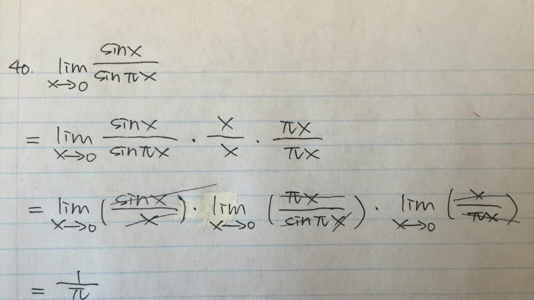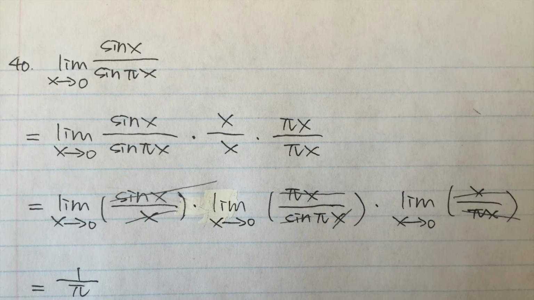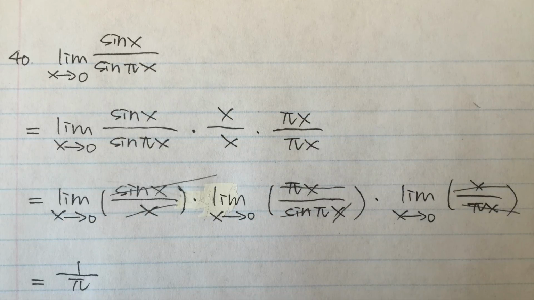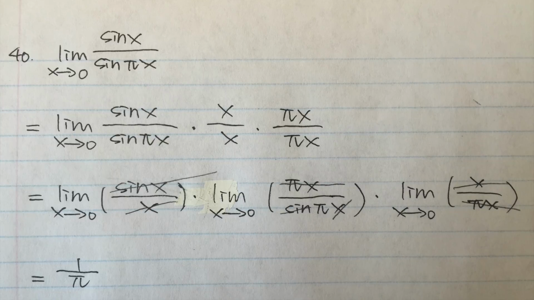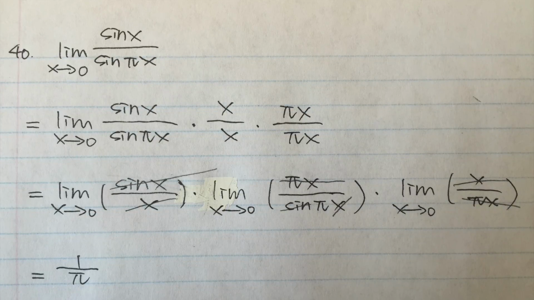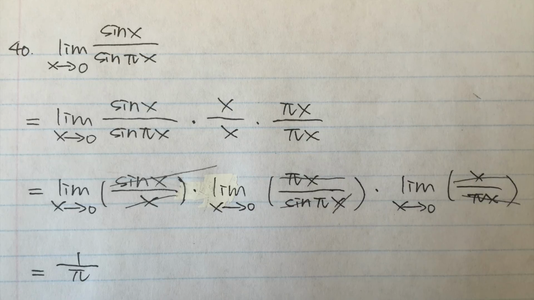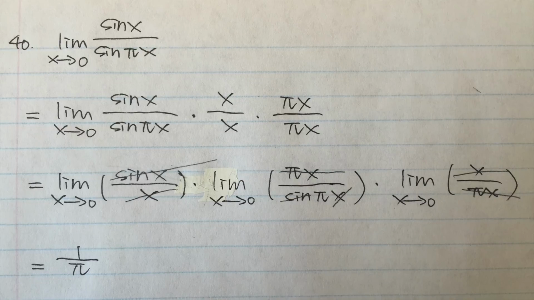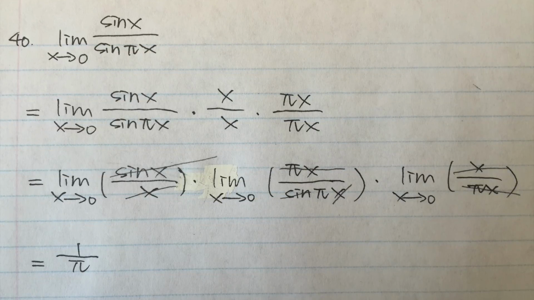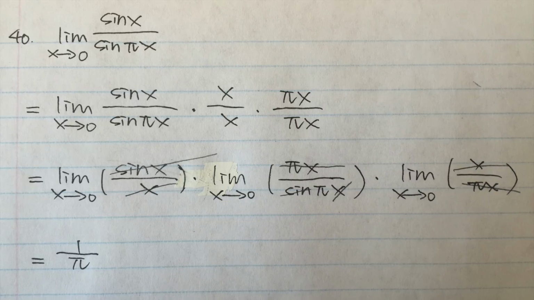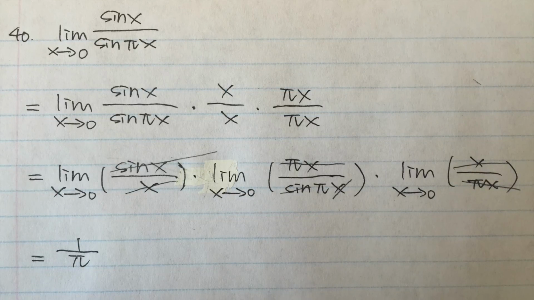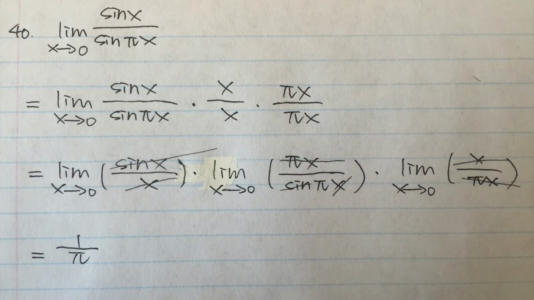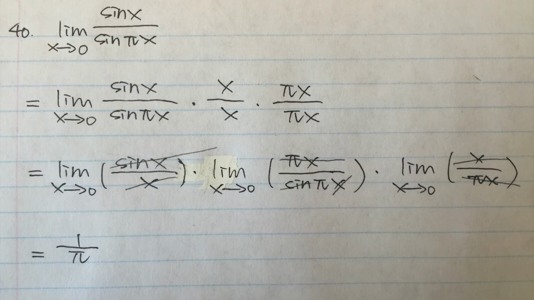Then we can change the position of the numerator and denominator, so we can get limit sin x over x as x approaches 0 times limit pi x over sin pi x as x approaches 0 times limit x over pi x as x approaches 0. Then we can cancel the numerator and denominator, like sin x cancelled with sin x, pi x cancelled with pi x, and x cancelled with x, so we can get the final answer, which is 1 over pi.